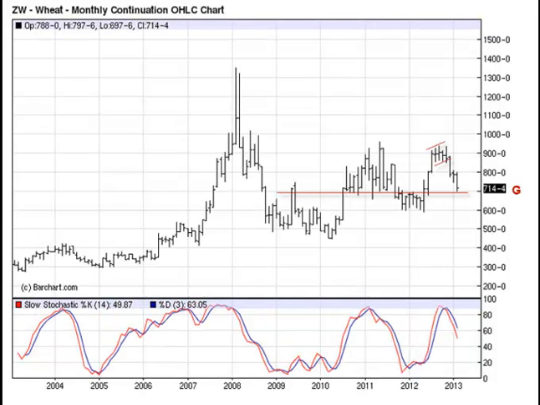This is our monthly wheat. This is going back 10 years. And as you can see, the wheat from 2009 to present was struggling to get past the $9 range. So that's the resistance area.